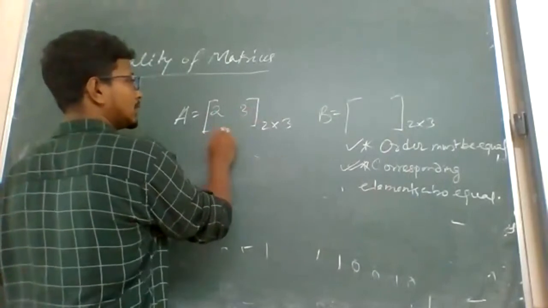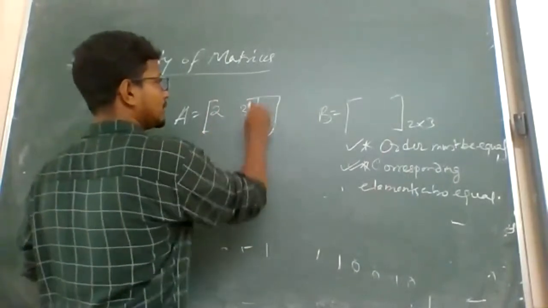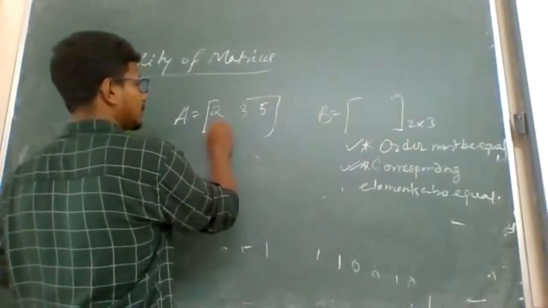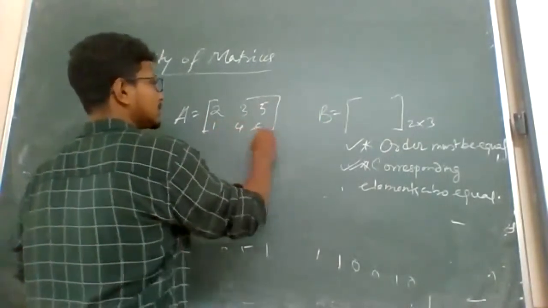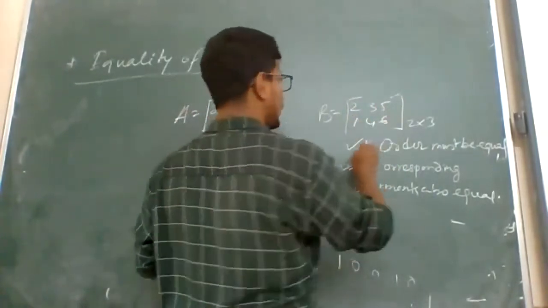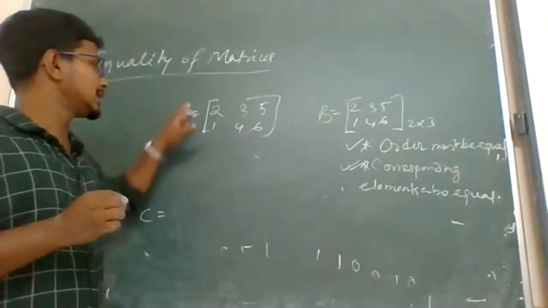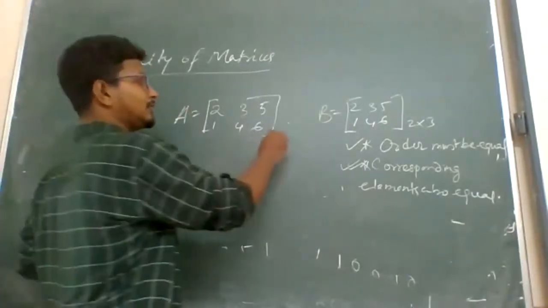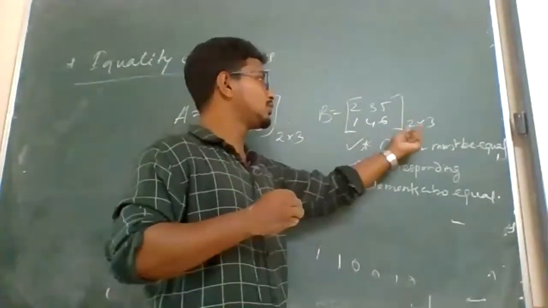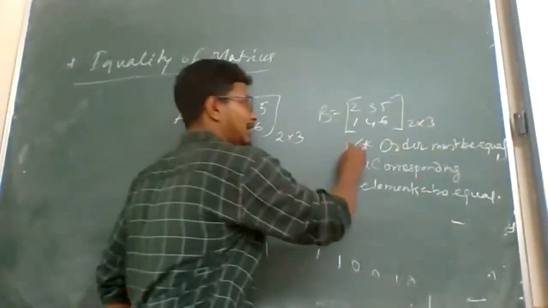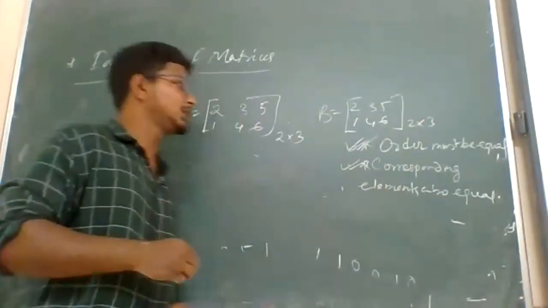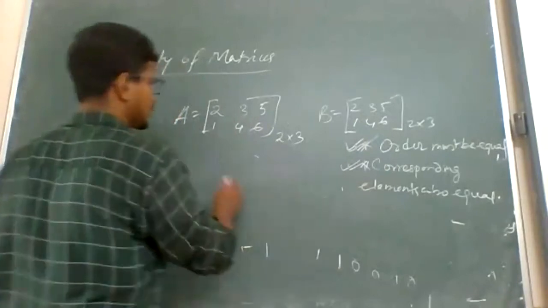Here the matrix has 2 rows and 3 columns: 2, 3, 5, 1, 4, 6. So here also 2, 3, 5, 1, 4, 6. You can see these two matrices, A has the order 2 by 3 and B also has the order 2 by 3. That means the first condition is already satisfied. What about the second condition? Corresponding elements must be equal.